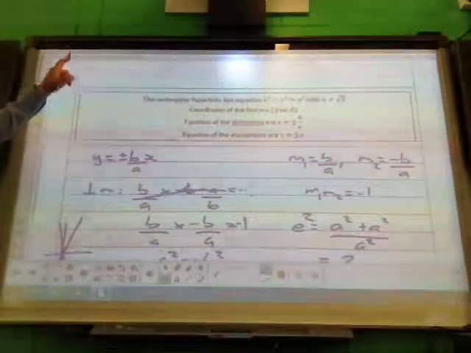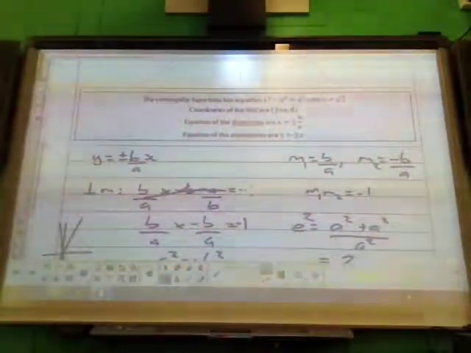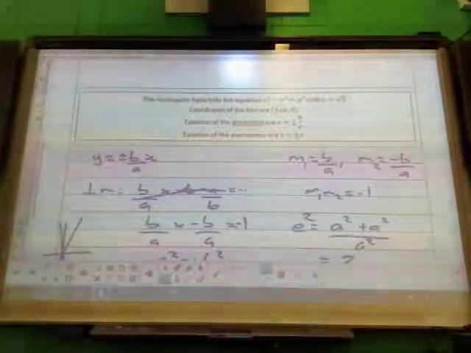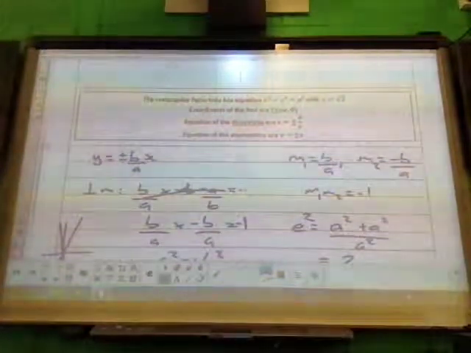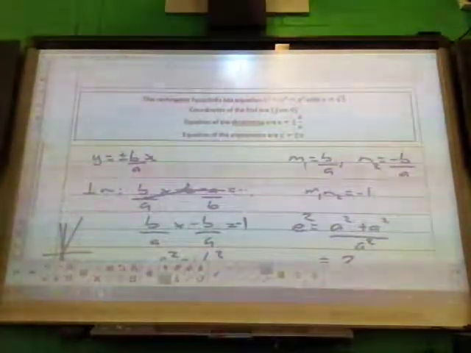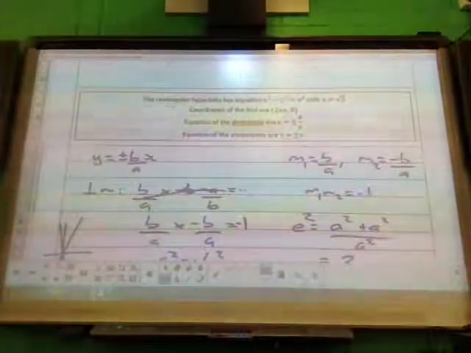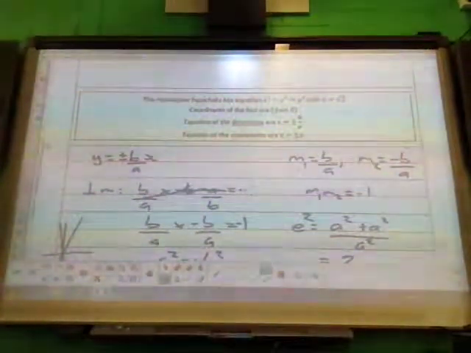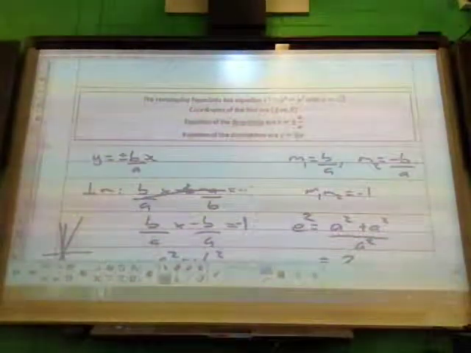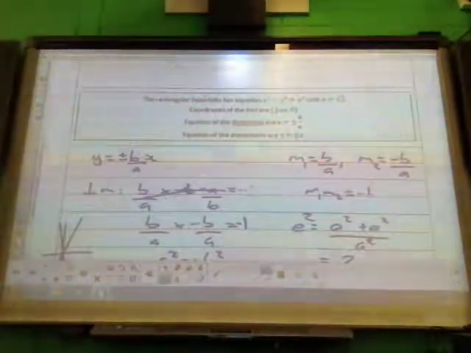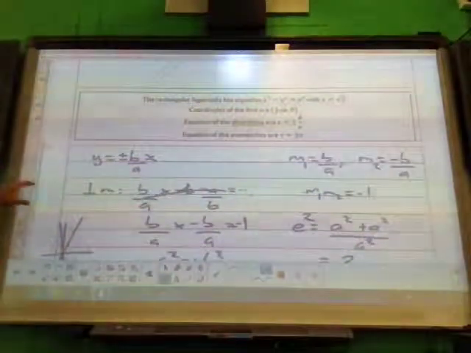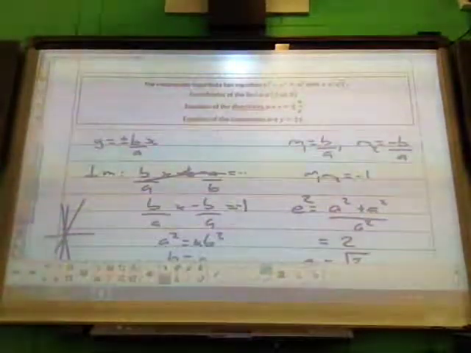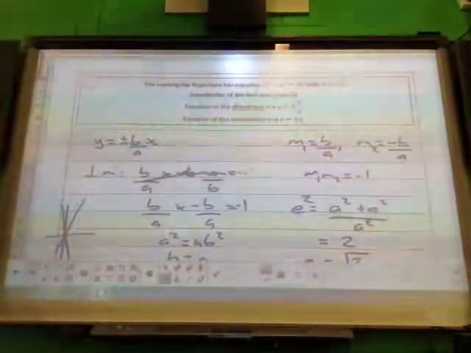So there's your equation for that format. Eccentricity is equal to the square root of 2. The foci and directrices are the same as always. The foci are plus or minus ae, 0, and the directrices are x equals plus or minus a over e. The asymptotes are what's different: because b equals a, the asymptotes are going to be y equals plus or minus x, because 1 times negative 1 is going to be negative 1 as required in my definition.